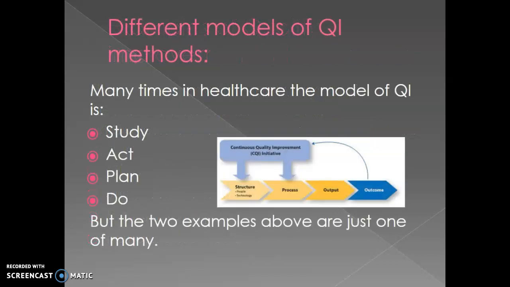There are many different models of QI methods. Many times in healthcare, the model of quality improvement is you study what needs to be changed, you act on it, you plan, and then you do. That's just one example. You can also do it by structure, process, output, and outcome. One way that I have learned works is, you study what areas you need to change, you research what you can do to change it, you make a plan of what changes you'll do, and then you do them.